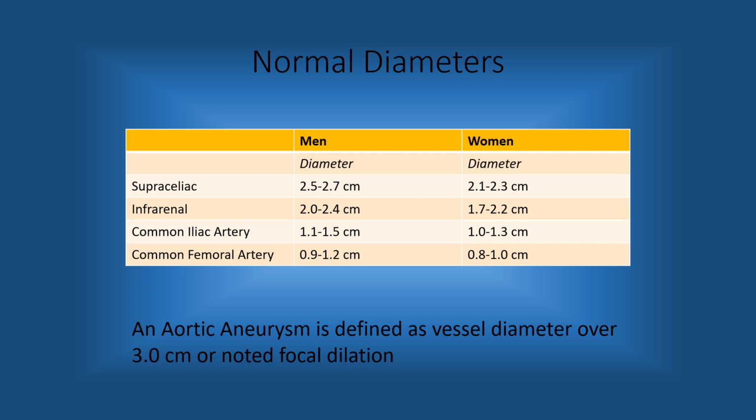And you want to also remember that there's a kind of a gray area there, 2.7 to 3.0, where we consider the aorta dilated, but maybe not necessarily aneurysmal. But an aortic aneurysm is going to be defined as any diameter over 3 centimeters or a noted focal dilation. So if it's smaller in a woman and it's around 2 and all of a sudden you've got a section that's 2.6, that's a big enough difference that you should take note of it.